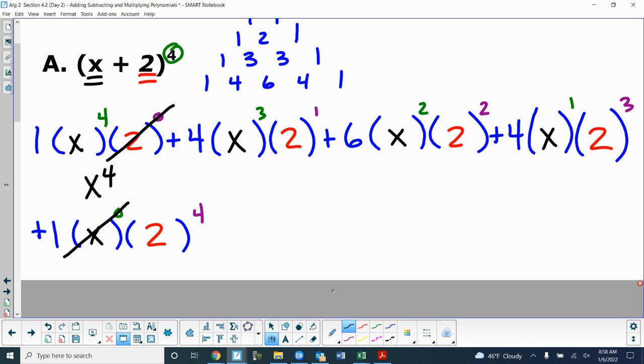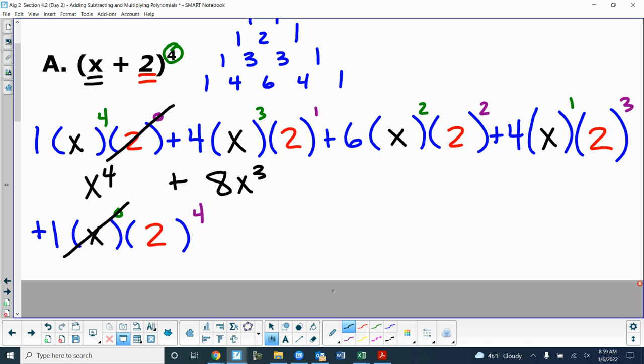Okay? Now I do the numbers first, and then I do the variables. So what's 4 times 2 to the 1st? 8, right? You got to do 2 to the 1st. You got to do the exponent first, right? Well, 2 to the 1st is 2, times the 4 is 8. And then x to the what? 3rd.